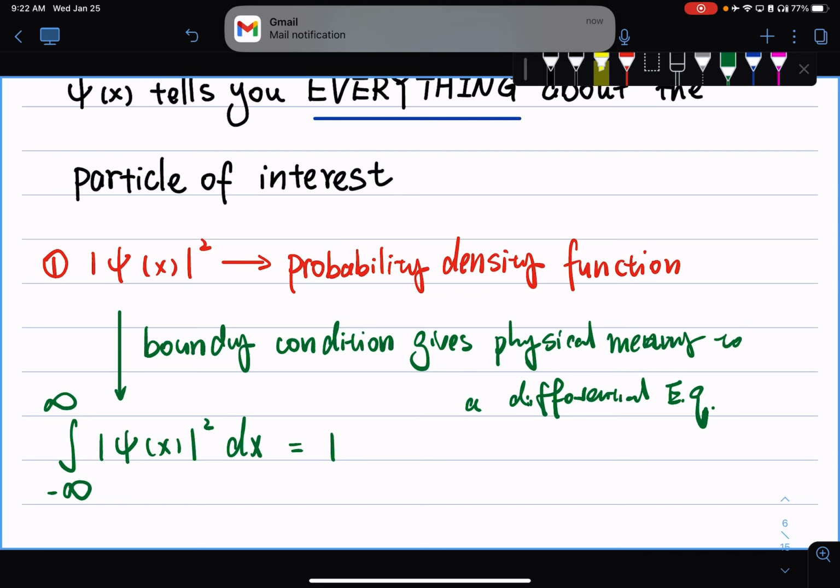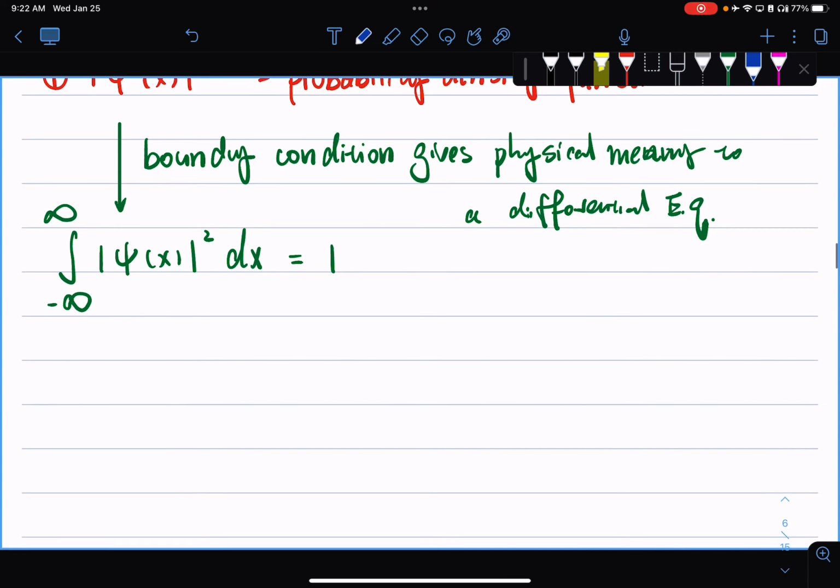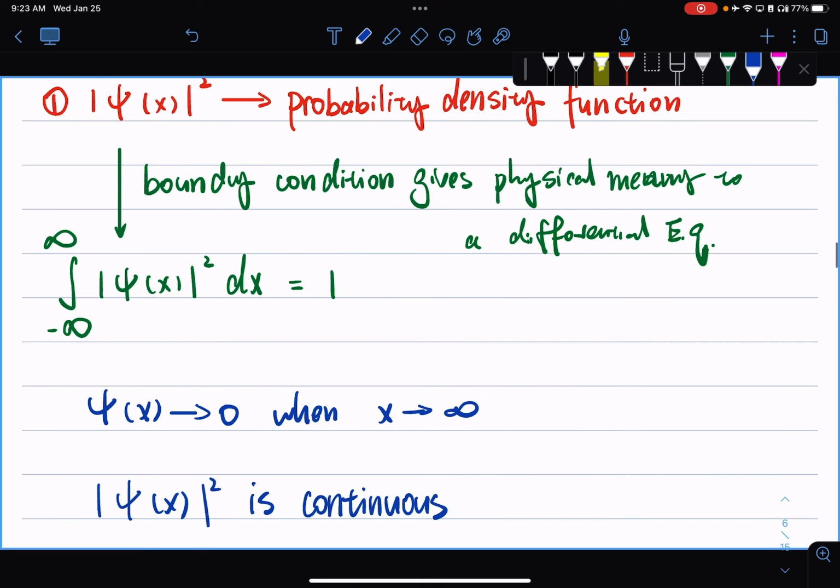And just again, as a quick extra, in order for this integral to converge, we have 2 more boundary conditions. When x approaches infinity, phi x will approach 0. And also the other requirement is that phi x squared must be a continuous function. These are just extras; if you're taking calculus, you'll see why they're the case, but if not, it's okay.